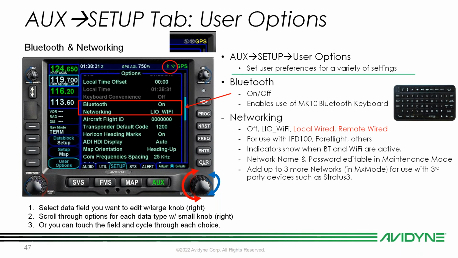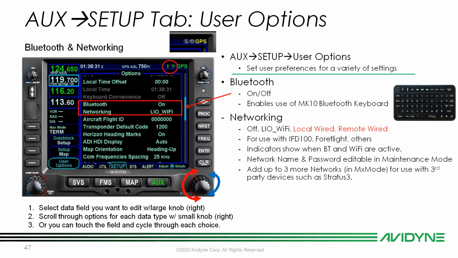Bluetooth and networking. So Bluetooth on/off is going to enable use of the Bluetooth keyboard that came with your IFD. And then networking has a couple of different options. The main ones that we're going to use are going to be off, LEO Wi-Fi, and then whatever remote you have set up. We don't use local wired and we don't use remote wired.